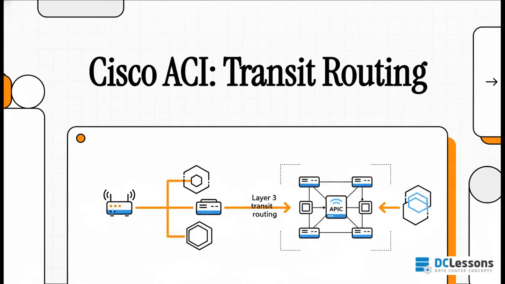All right, let's talk about one of the most powerful features in Cisco ACI, Layer 3 transit routing. We're going to break down how you can take your ACI fabric and turn it from just an endpoint into a really intelligent routing domain that connects all your different external networks. Honestly, this is a game changer for most ACI deployments, so let's get right into it.